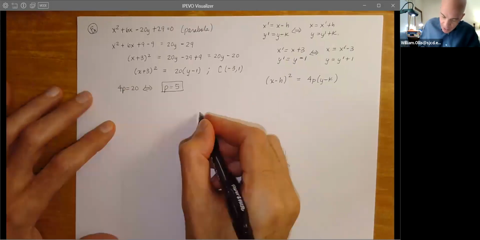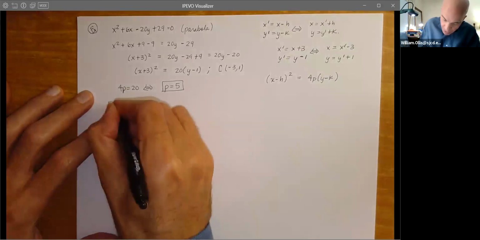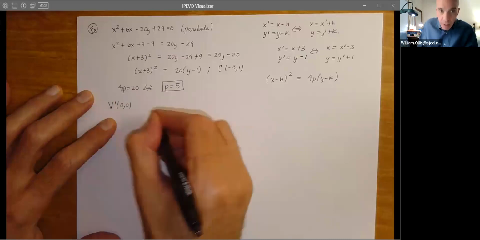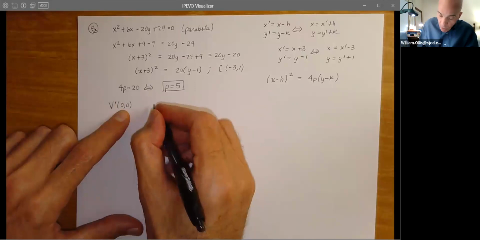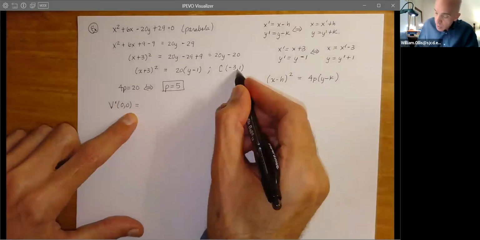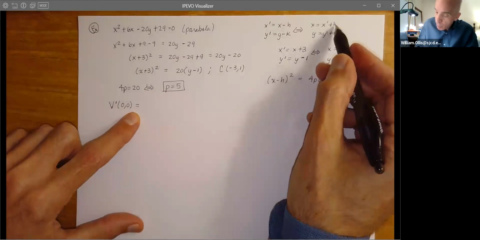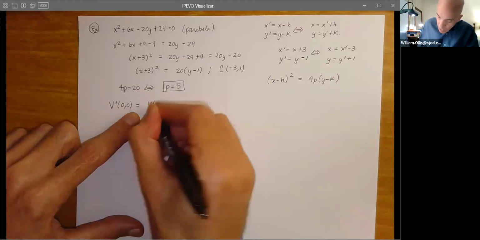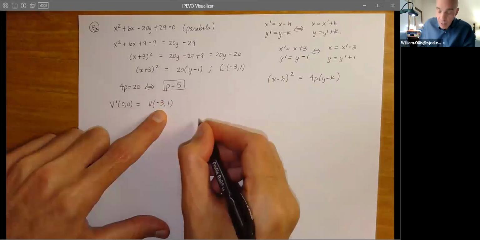So now let's say the vertex was 0, 0 in the new coordinates, and we want to move it to the old, which will be negative 3, 1. So when we look here, we add negative 3 and we add 1 to the 0, 0. This gives us the new vertex V at negative 3, 1. So there's the new vertex right there.